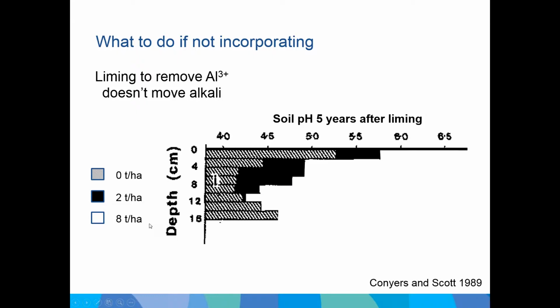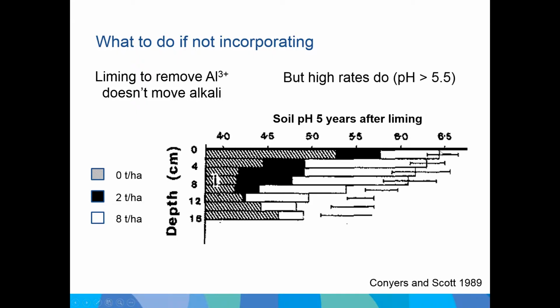However, they also had this high rate of lime, and what the high rate showed was you get a bigger increase in pH because there's more lime there, understood. Where you've incorporated that, the pH is higher, understood, but you've also got a greater change in pH below the depth of incorporation. So whilst liming to just remove aluminium won't create alkali movement down, liming to higher rates does allow movement. And at the time, it was a case of, oh okay, well, high rates do it. You need a lot of lime, and maybe that's not economically viable, so let's leave it at that.